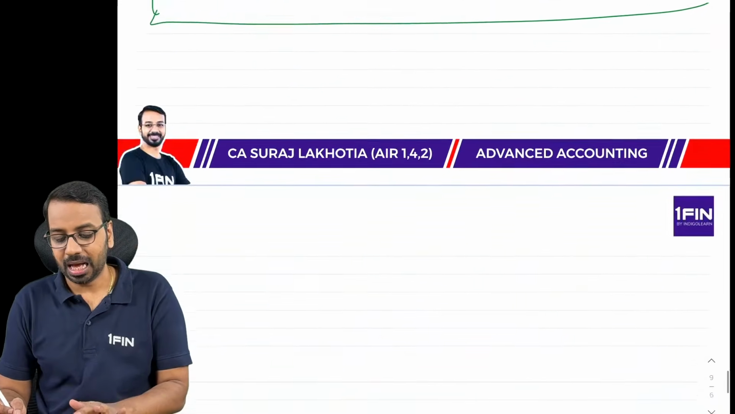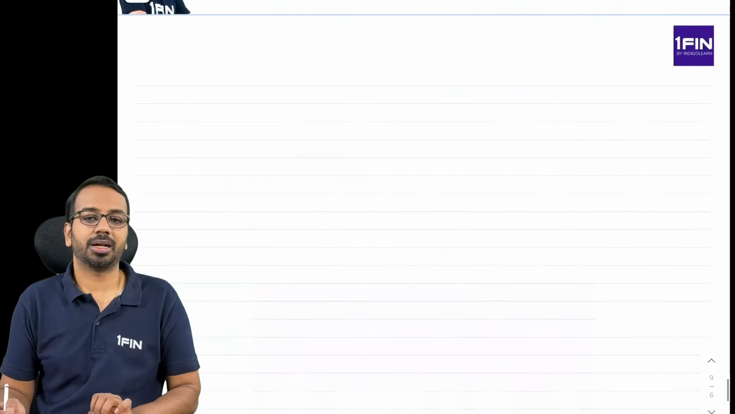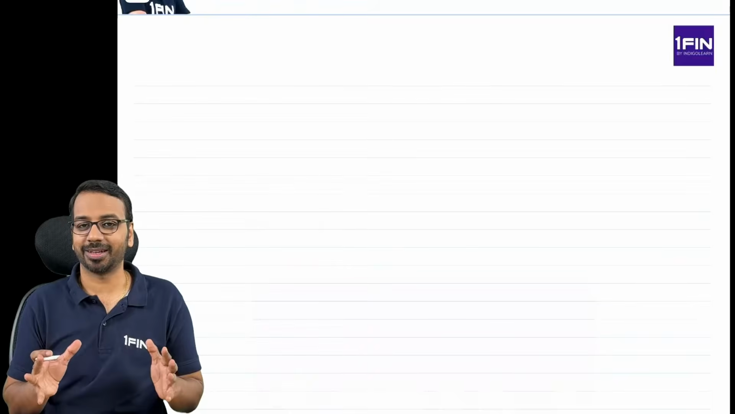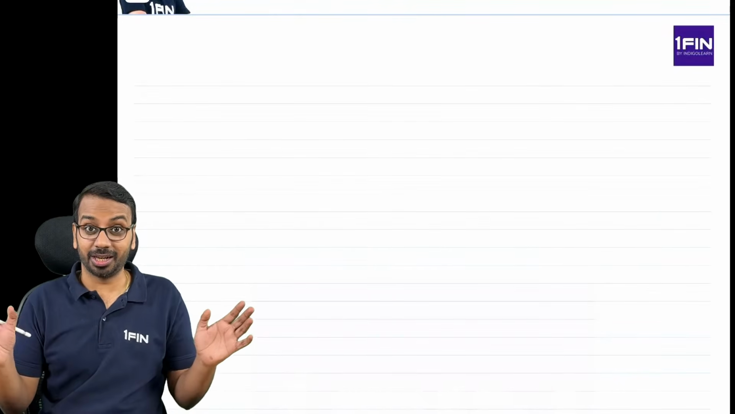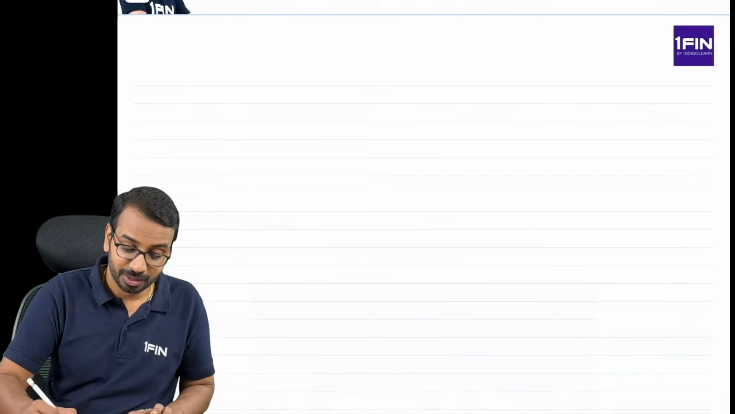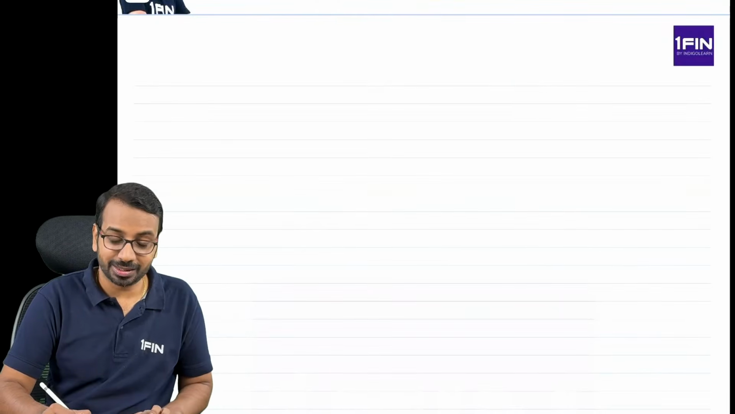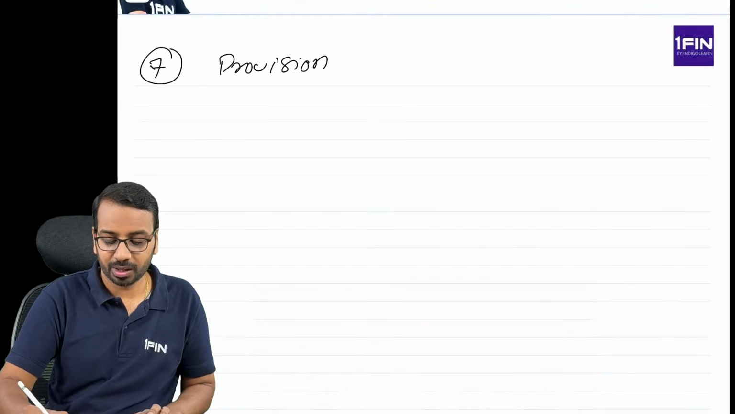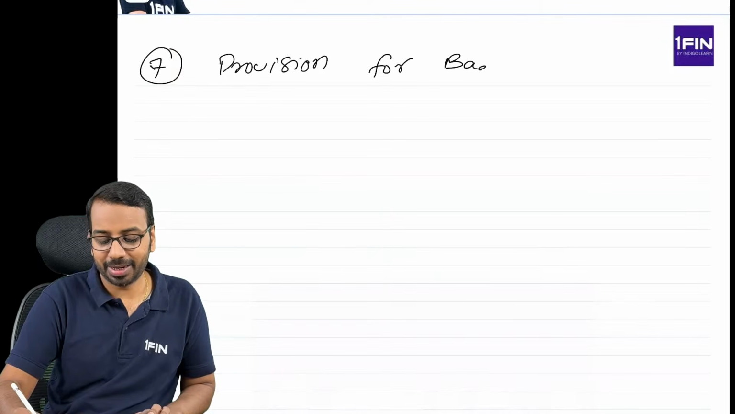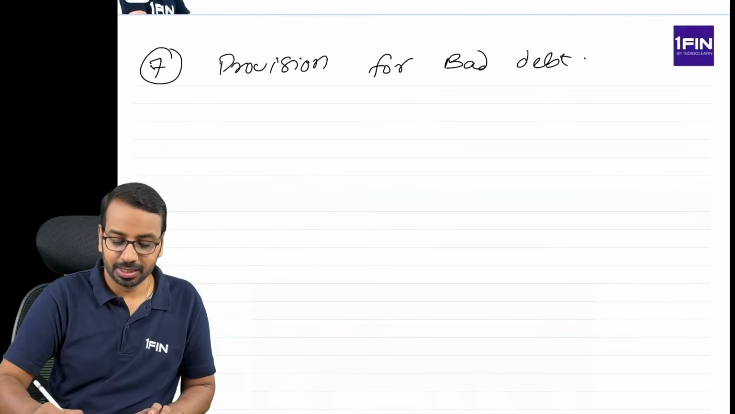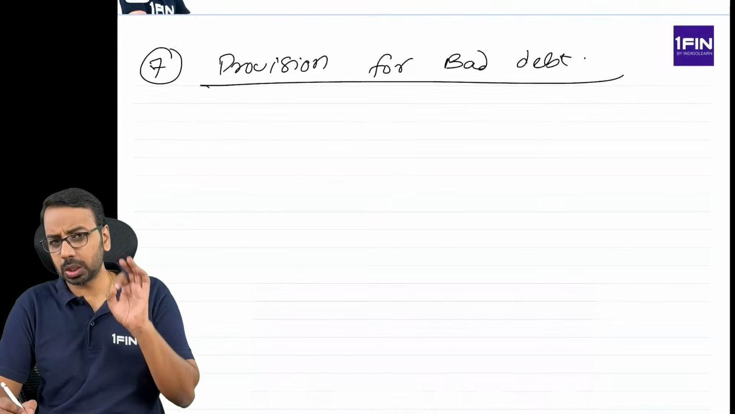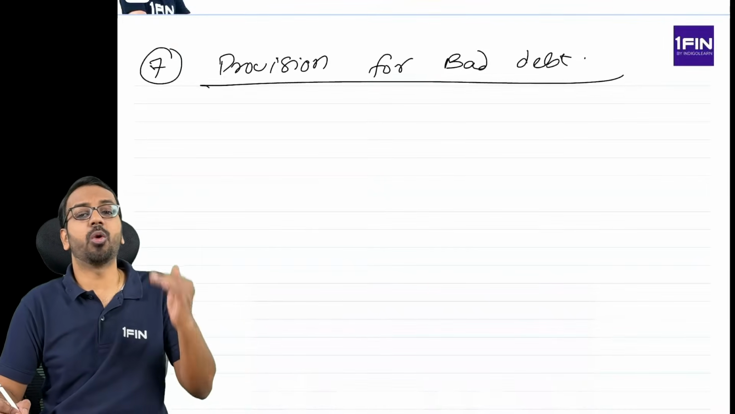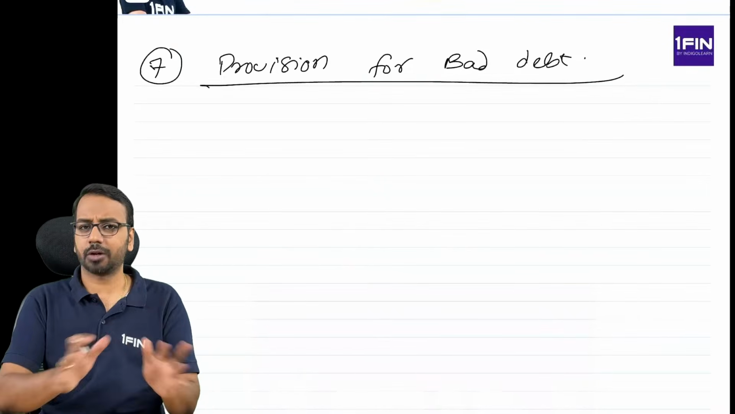Apart from this, there is one adjustment where I have seen a lot of students struggling. When I say struggling, literally struggling, and I hope you have already guessed it, that is called provision for bad debt. This is one area where I have seen lots and lots of queries on how to account for provision for bad debt, what to add, what to reduce. There is a lot of confusion.